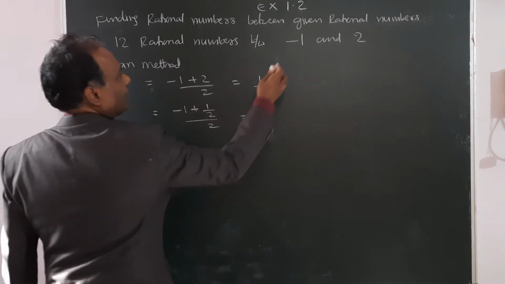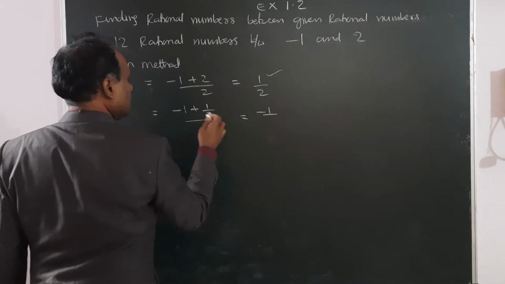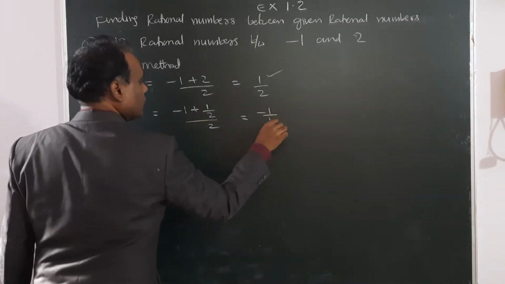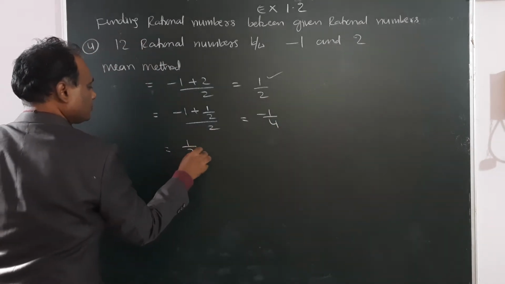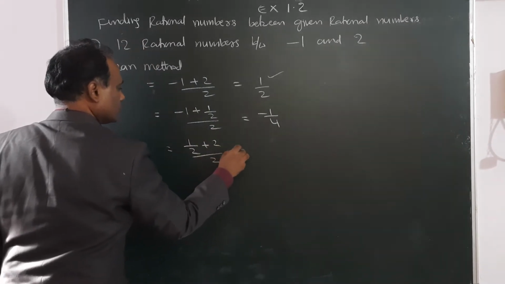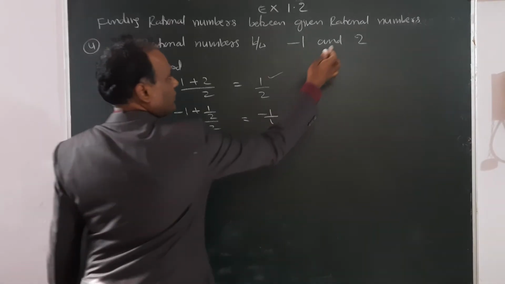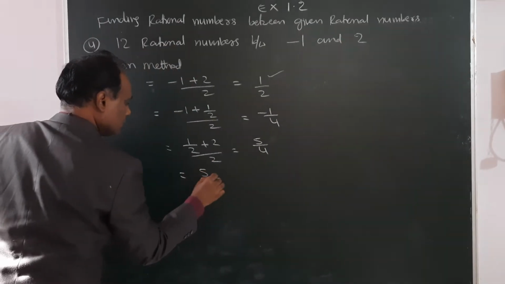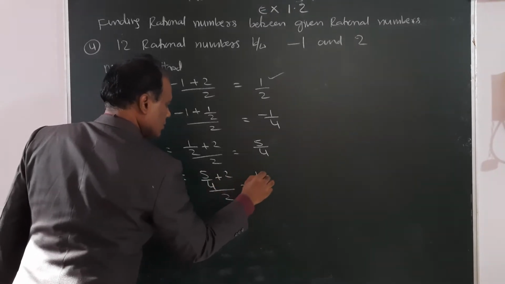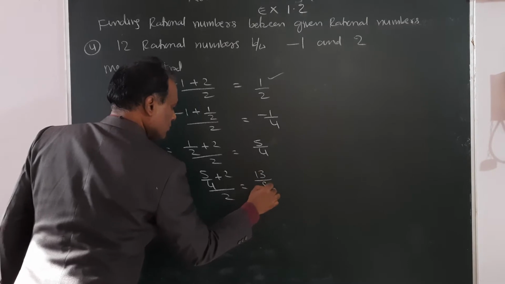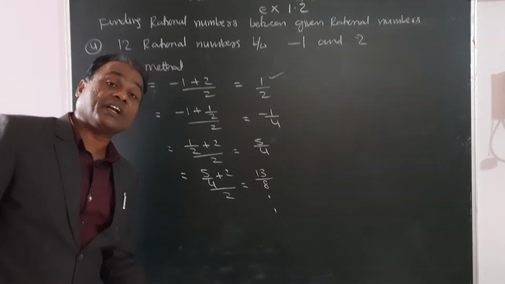Next, this will be (-2 minus 1) by 4. Next, this plus this by 2. This will be 5 by 4 if you simplify. Next, this plus this by 2. Like this we can write 1, 2, 3, 4, like that 12 times.